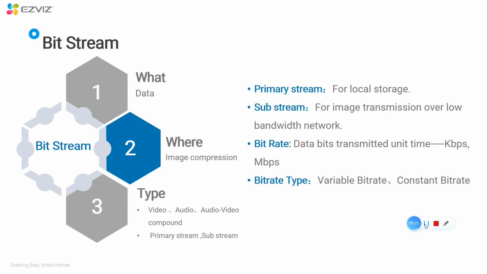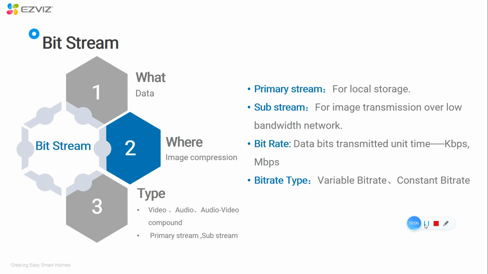The most common is the main string, which is the primary string, which often contains a large amount of image information, and is generally suitable for local storage, such as NVR and SD card. The second one is the substring, which has less picture information than the main string. It's generally used for image transmission over low bandwidth networks, which can reduce bandwidth.